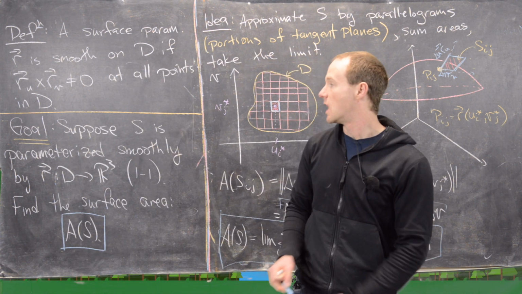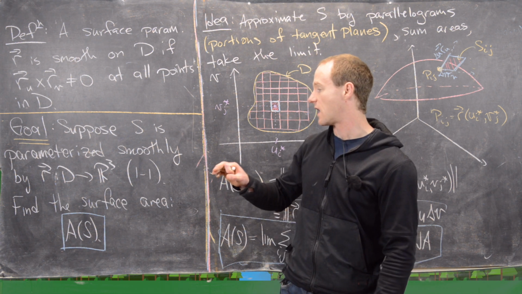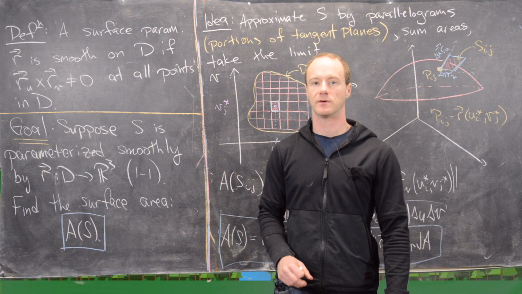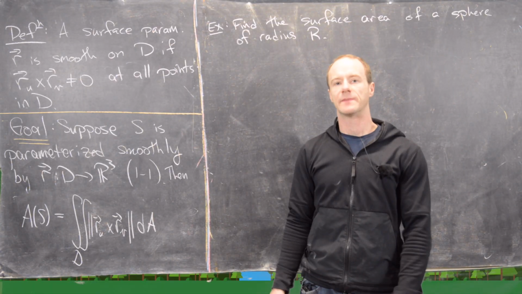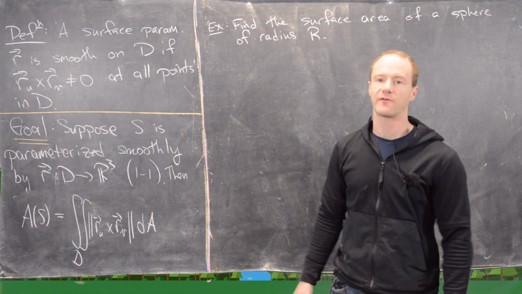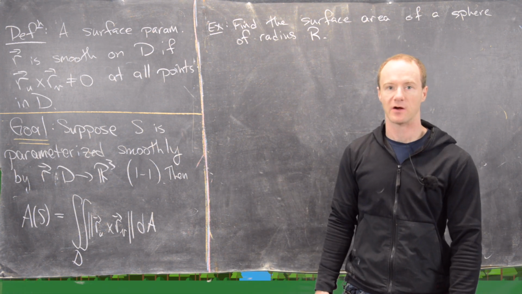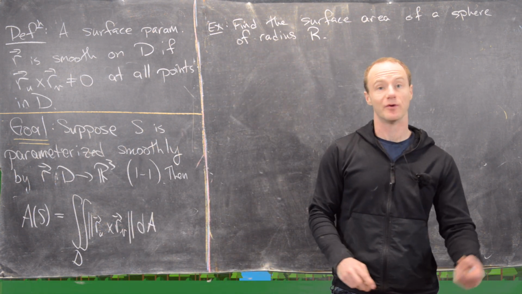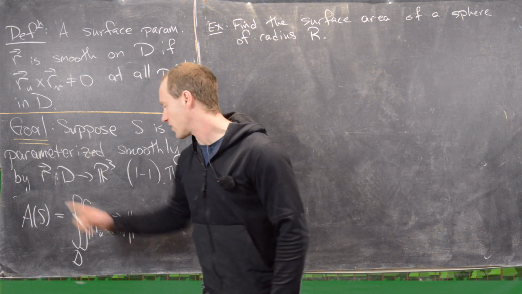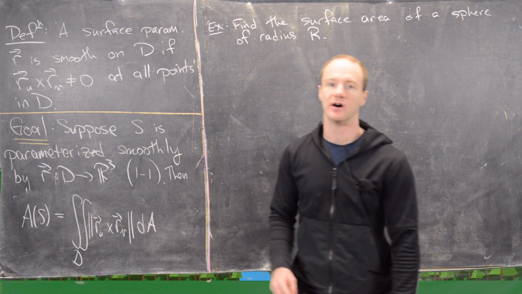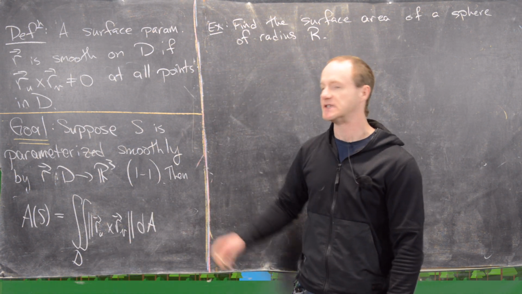Okay, so what I'll do is I'll put that surface area formula over here, and then we'll run through an example. Okay, so on the last board, we argued that we have the following formula for the area of a parametric surface. If it's parameterized by this function r, whose domain is D, then the area of that surface is the double integral over D of the magnitude of r_u cross r_v dA.